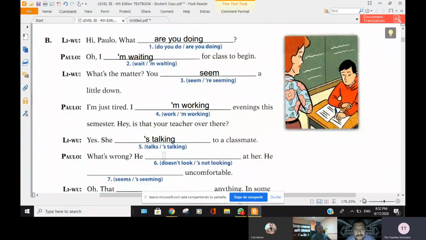Every day. No, it's not every day. It's at the moment, no? That it is happening. It's at the moment, right? So you see the picture. It's happening right now. So yes. Present progressive. Correct.